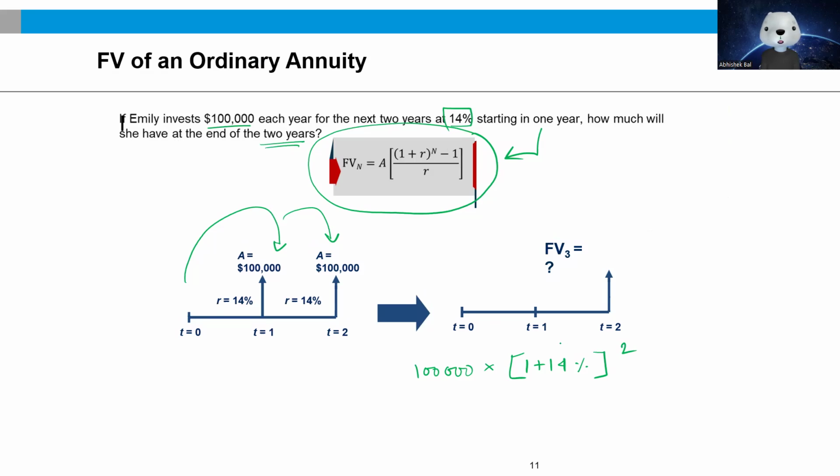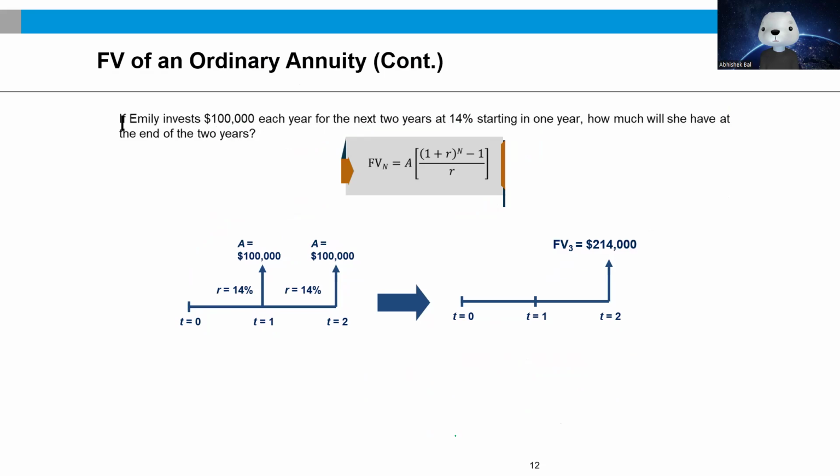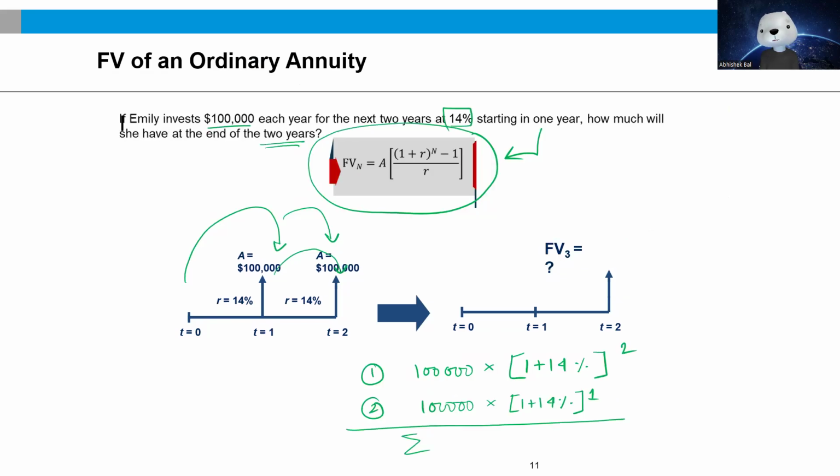Oh, I'm sorry. Yeah, so this is for the first cash flow. Emily invests this money each year. So this is the first cash flow, and then this is the second cash flow. The first cash flow is going to work for 2 years. The second cash flow obviously is going to work only for 1 year. All right. So the future value is going to be a big summation of all of them, and if you do that, obviously you're going to get a certain result out of it.